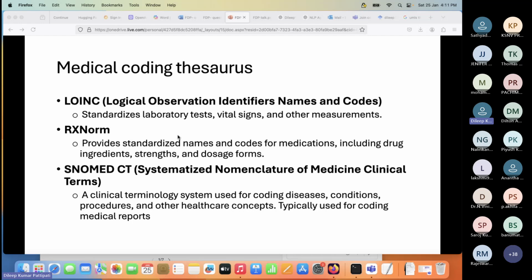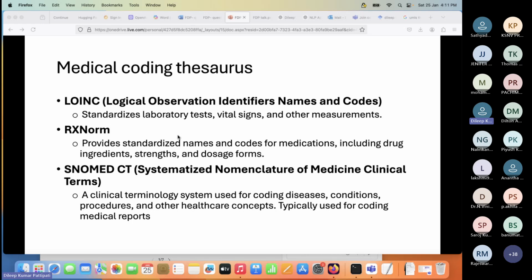Say, for example, LOINC. This is one terminology that standardizes laboratory tests and vital signs. If you do a laboratory test with a particular instrument, there will be one code. If you use some other instrument, you will have another code. Or based on the units, the code will change. But the codes are standardized.